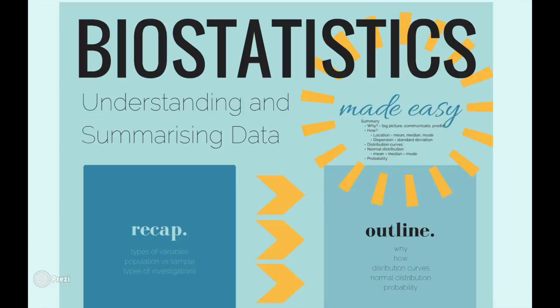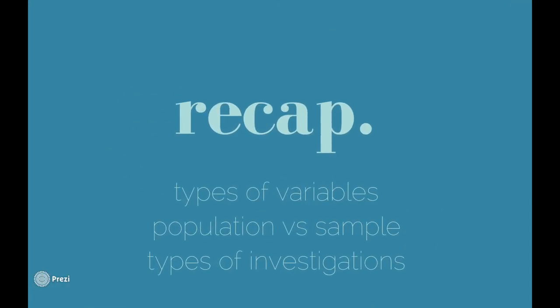Welcome to biostatistics made easy. Today's lesson is on understanding and summarizing data. Let's do a brief recap on last week's lecture. Last week we covered the types of variables: continuous, ordinal, and nominal; differences between population versus sample; and types of investigation such as observational and experimental.